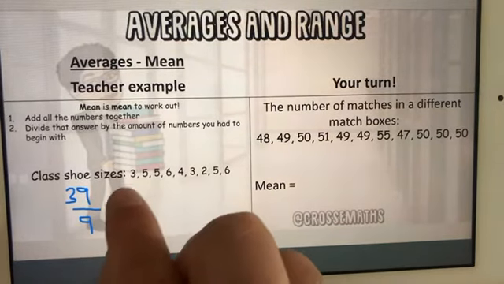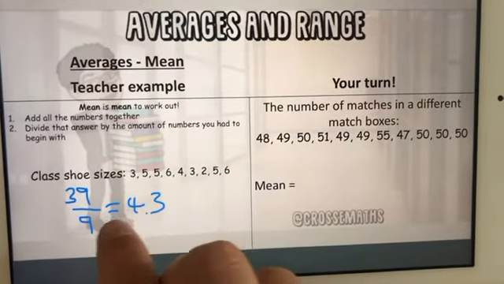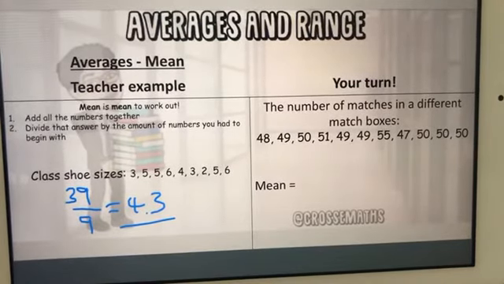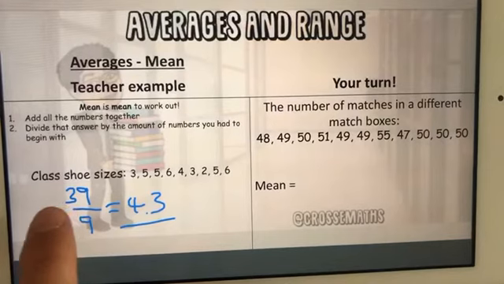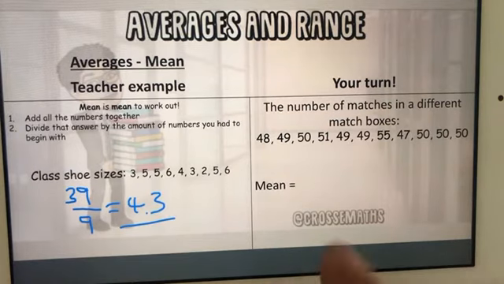gives me 4.3 as a mean. Okay, and you sometimes will get a decimal if it doesn't work out perfectly. So all of them added up, divided by how many you've got, gives you 4.3. Definitely use a calculator on this one. Have a go. Just let me know how you do.